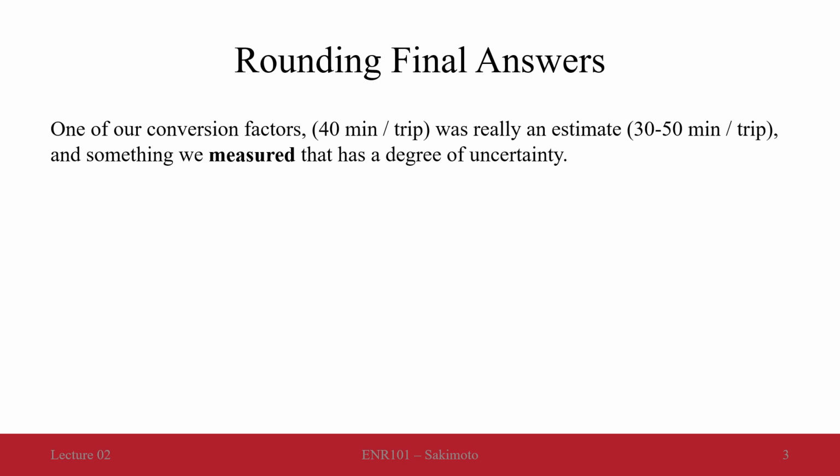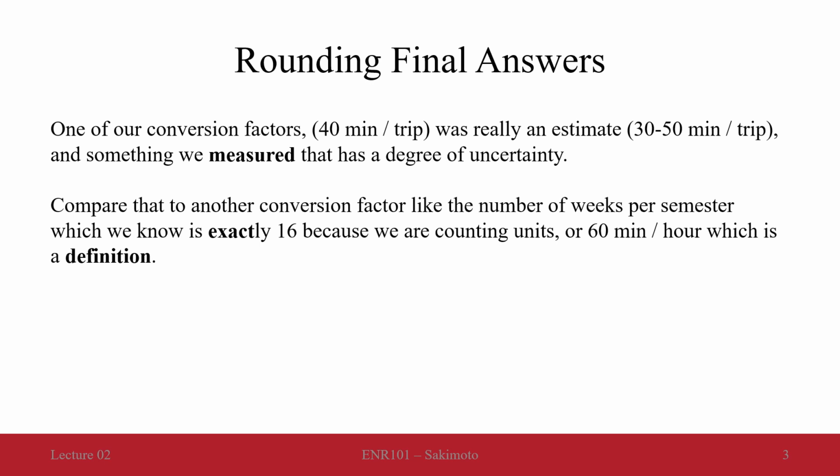One way we may say this is that we think the amount of time per trip is 40 minutes plus or minus 10 minutes. There's a range of values, again, this degree of uncertainty. In comparison, we used other conversion factors that were much more exact, that didn't have that same degree of uncertainty. We know that there's exactly 16 weeks per semester, and we also know by definition that there's exactly 60 minutes per hour. So two different types of conversion factors: things we measure that have uncertainty versus things that are more exact, things that we have counted or that might be a definition.